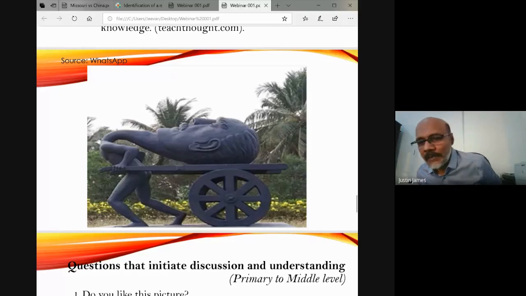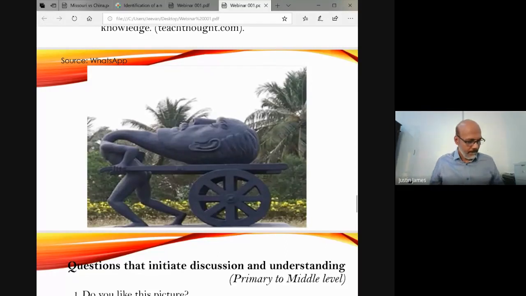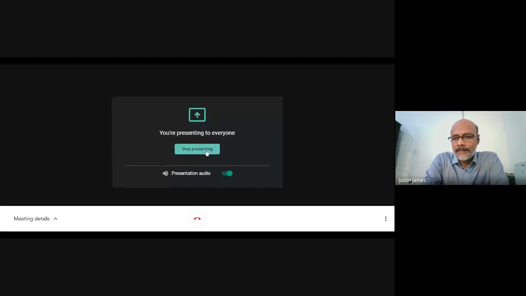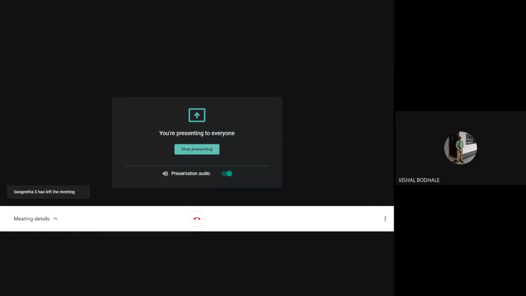Now, have a look at this picture for a minute. Do you all like this picture? You can give your answer in the chat box. Can you guess where it is? Why are there coconut trees in the background? Can it be in India?